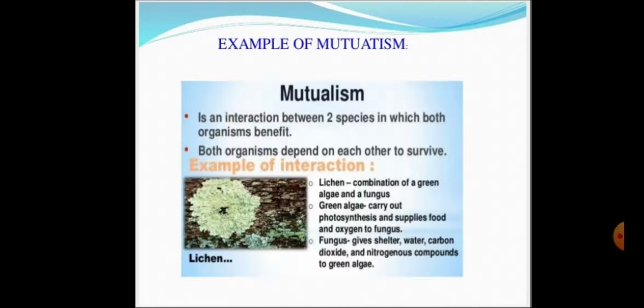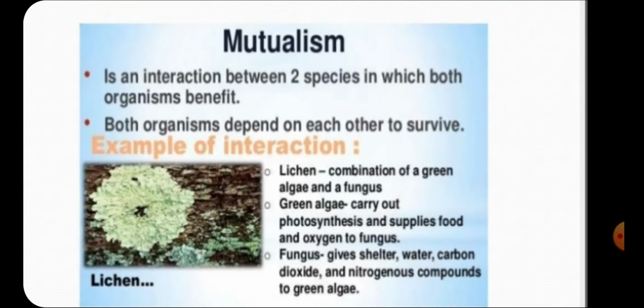In this slide is an interaction between two species in which both organisms benefit. Both organisms depend on each other to survive. Example is the lichens. In my previous lecture about the lichens, I explained each and everything in detail. It is a combination of green algae and a fungus. Green algae carry out photosynthesis and supply food and oxygen to the fungus.